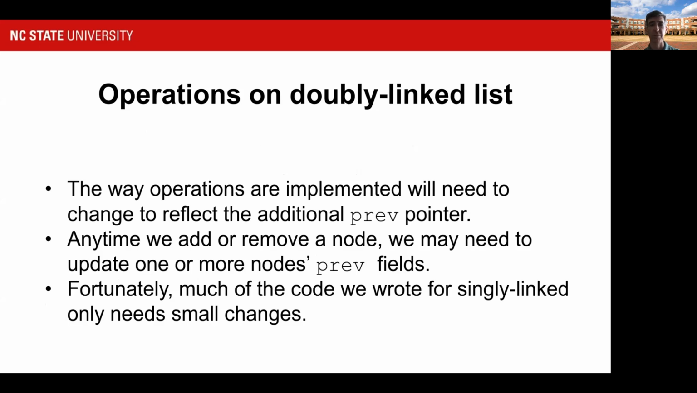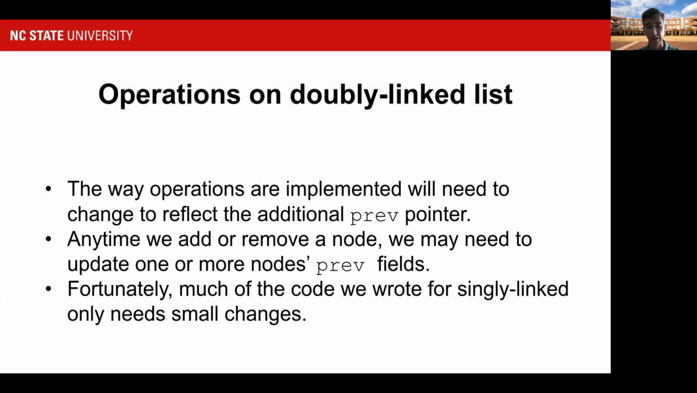Now, we can do all the same operations on a doubly linked list that we do on a singly linked list. The major change now is that the way operations are implemented will need to reflect that we have this additional previous pointer. It's not enough just to keep the next pointer up to date. Now we also need to keep the previous pointer up to date. So anytime we add or remove a node, we're going to need to update one or more of the node's previous fields to make sure that that node is linked into the previous list correctly, in addition to being linked into the next list properly.